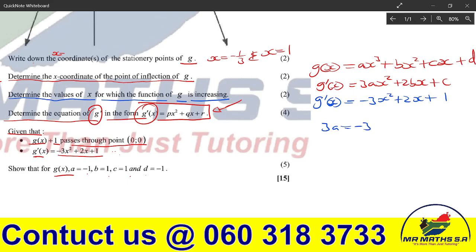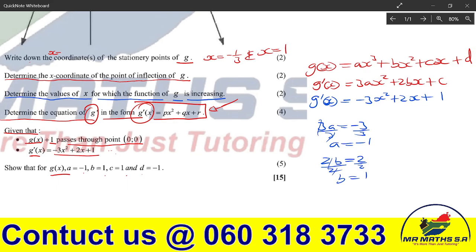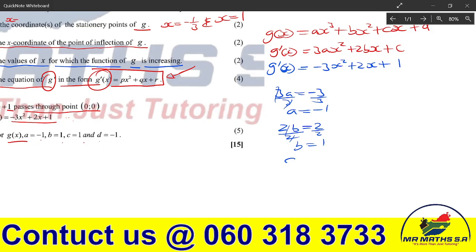Yes, then you will see that 3a is equal to negative 3. Then the part that is 2bx is going to be equal to 2x, so you don't have to write x. 2b is equal to 2. Then b is equal to 1. Then c is equal to 1 already. c is equal to 1.